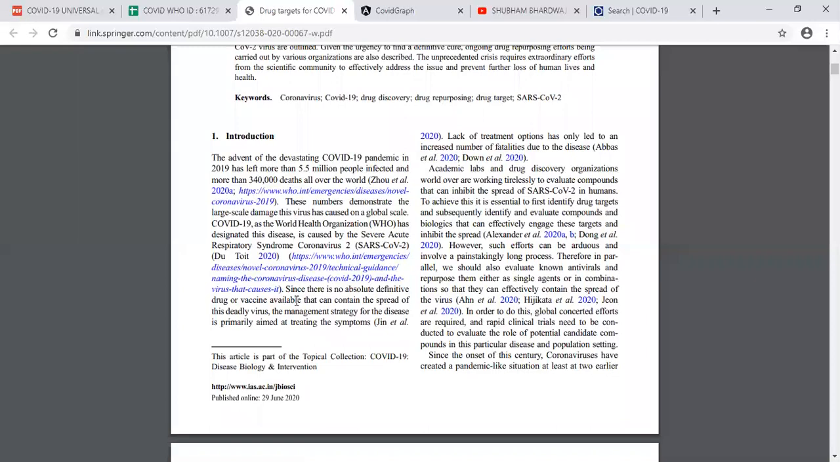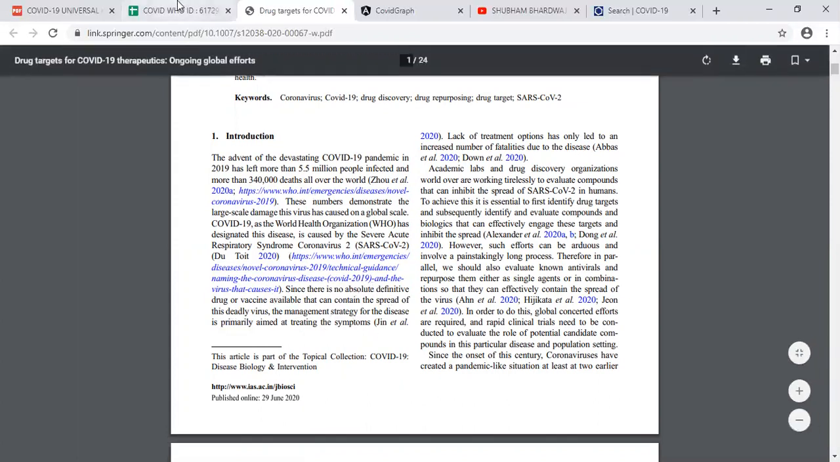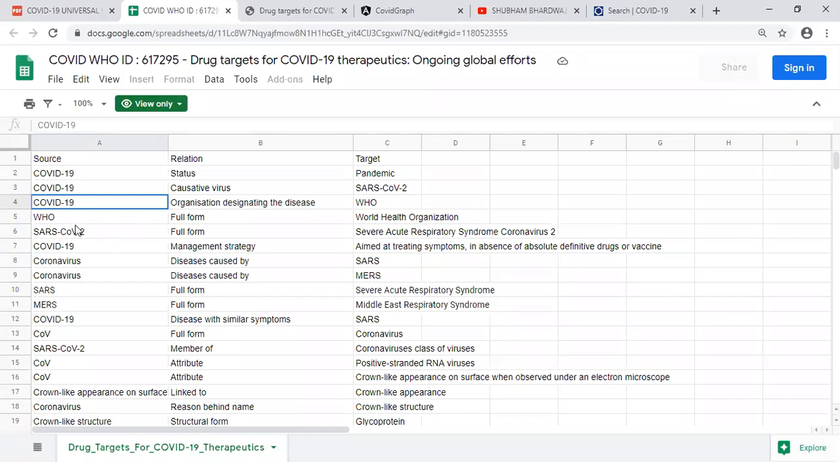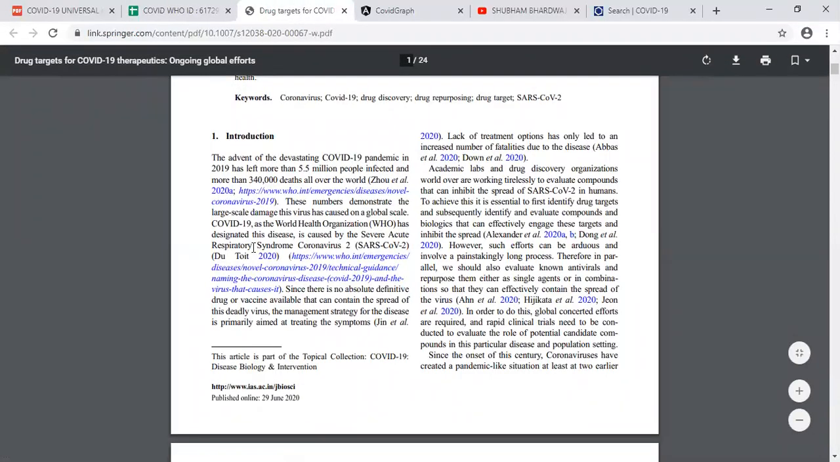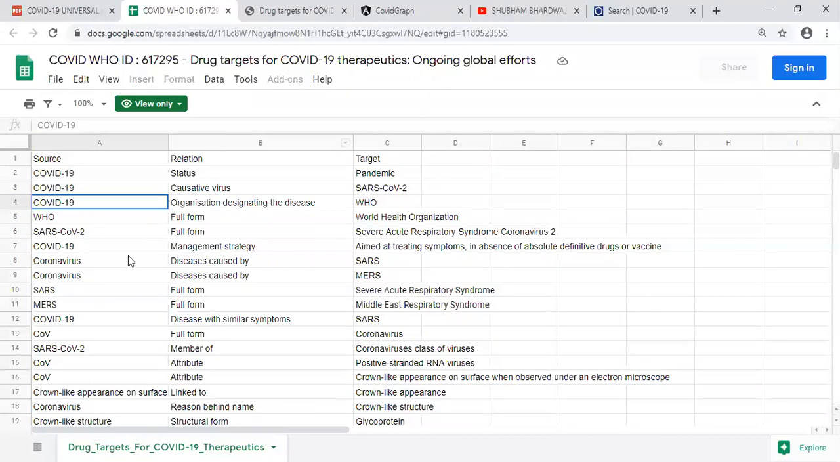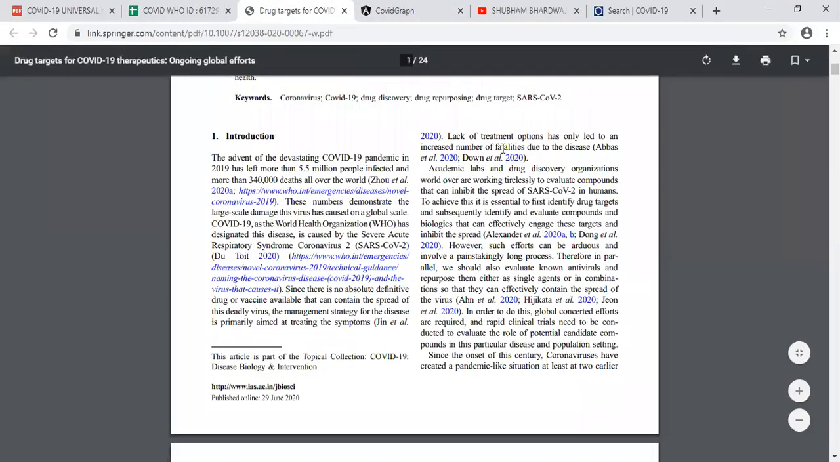Going further, they talk about there not being an absolute definitive drug or vaccine available that can contain the spread of this deadly virus, which is fine. And then they talk about the management strategy for the disease, which is primarily aimed at treating the symptoms. Now, this is an important attribute regarding COVID-19. So before that, I capture the full form of SARS-CoV-2, which is mentioned here. And after that, I mention the management strategy for COVID-19, which is aimed at treating symptoms in absence of absolute definitive drugs or vaccine.